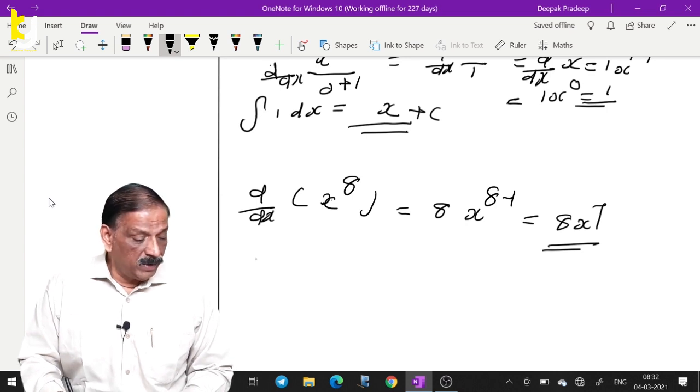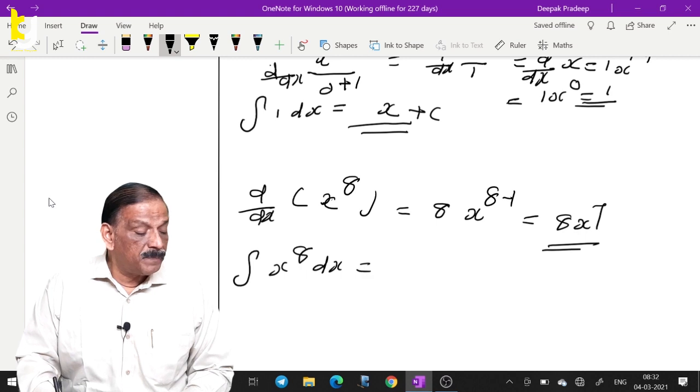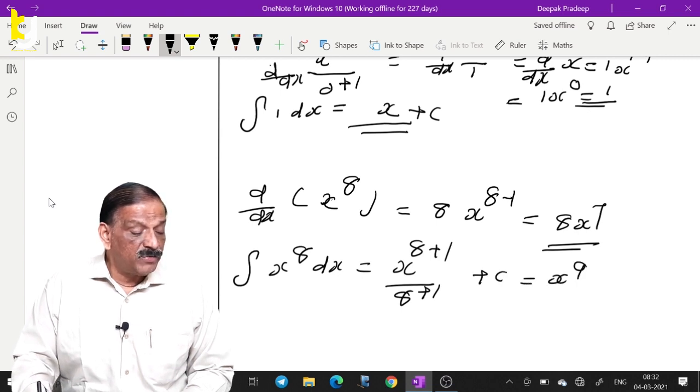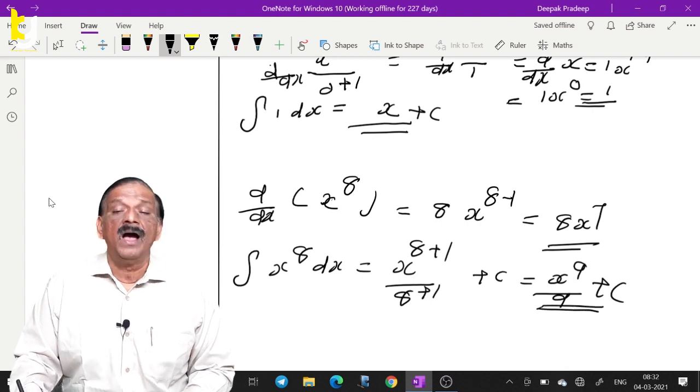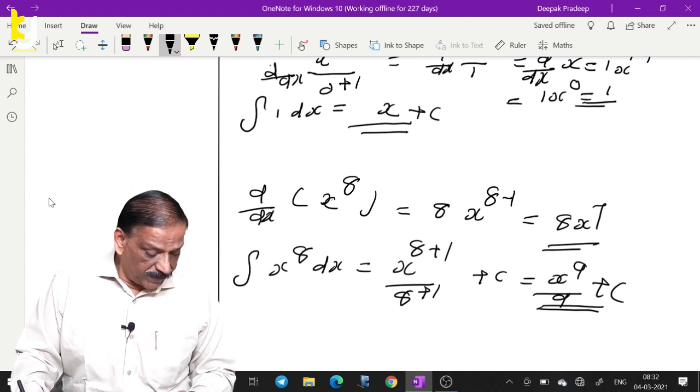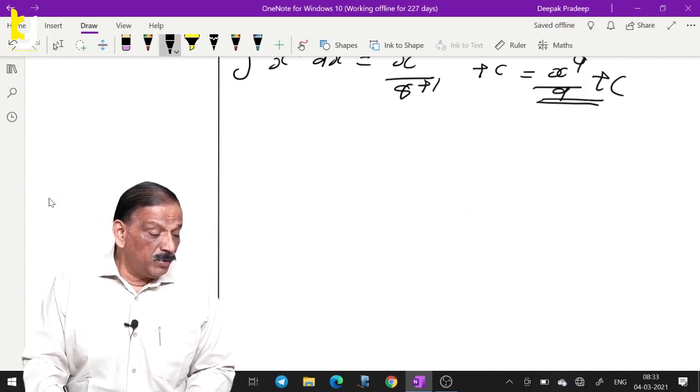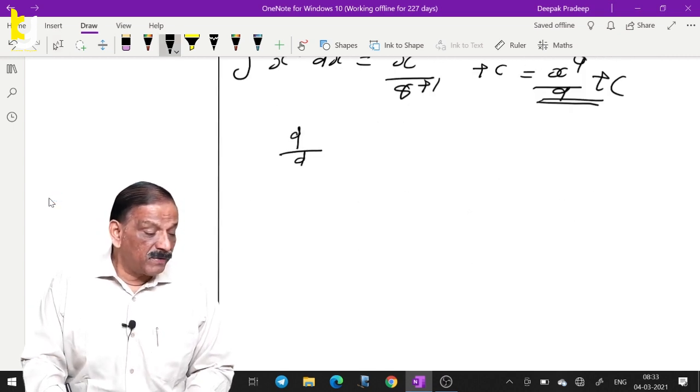Similarly, we can find integral x raised to 8 dx equal to x to the power of 8 plus 1 divided by 8 plus 1 plus c, that is equal to x raised to 9 by 9 plus c. C is the integral constant. Clear? Then the next formula we are going to study is d by dx of sin x.